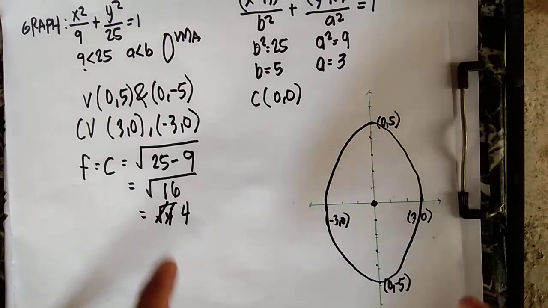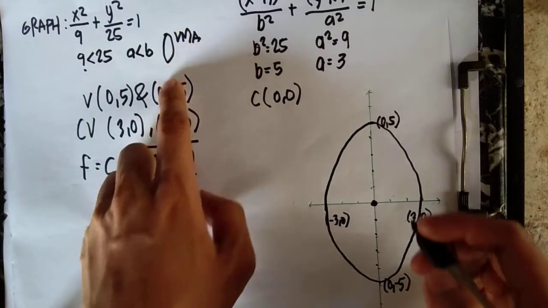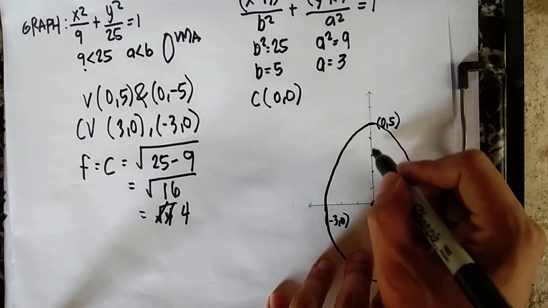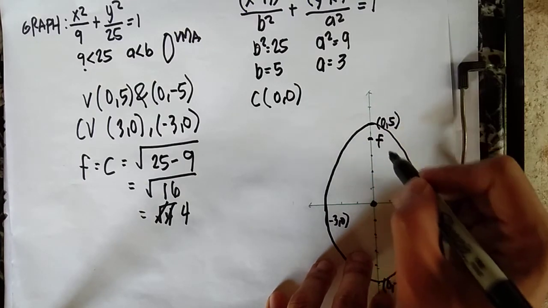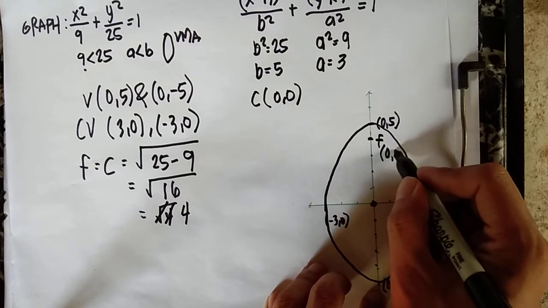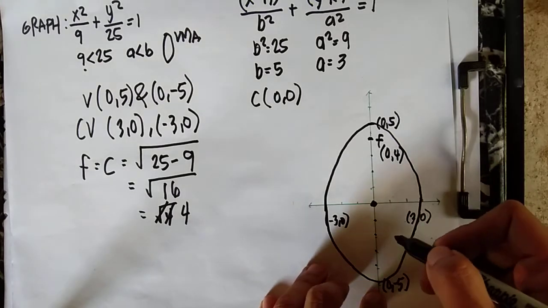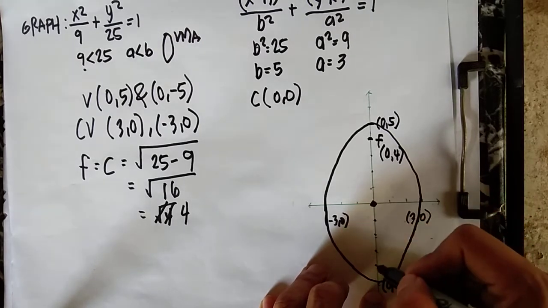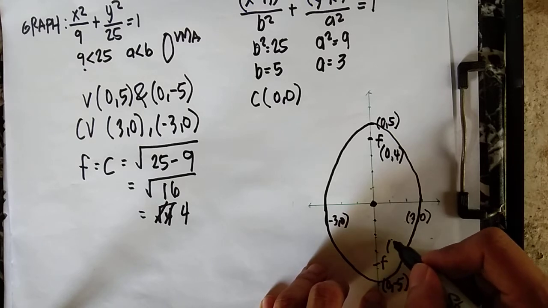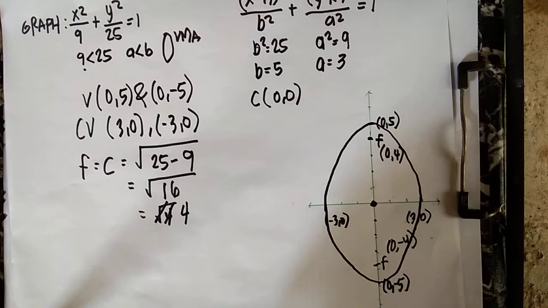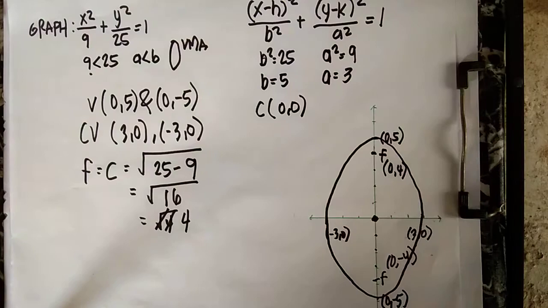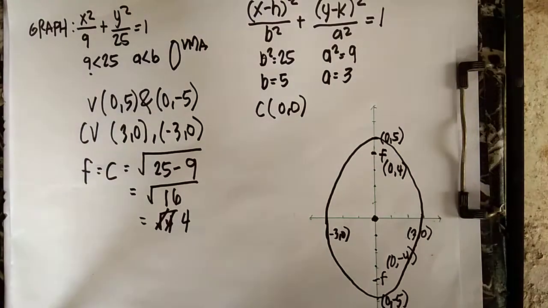So, ulitin ko lang, since we have our vertical major axis, so pataas at pababa or vertical yung ating pagbilang. So, we will have 1, 2, 3, 4. This is our foci, at 0, 4. And then, bibilang tayo ng 4 pababa. So, we will have 1, 2, 3, 4. So, we will have foci here, which is equal to 0, negative 4. So, that is how you graph x squared over 9 plus y squared over 25 is equal to 1.